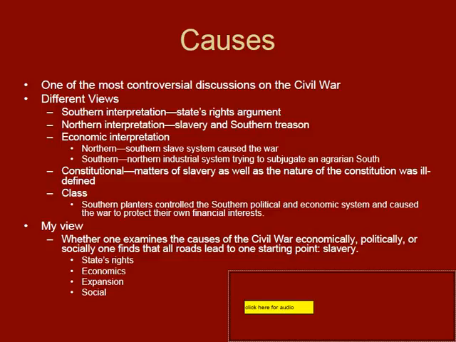You might point to, of course, the matter of secession and Lincoln's desire to preserve the Union, what he saw as his constitutional duty to uphold the Union, the election of Lincoln triggering secession. All of these are causes.